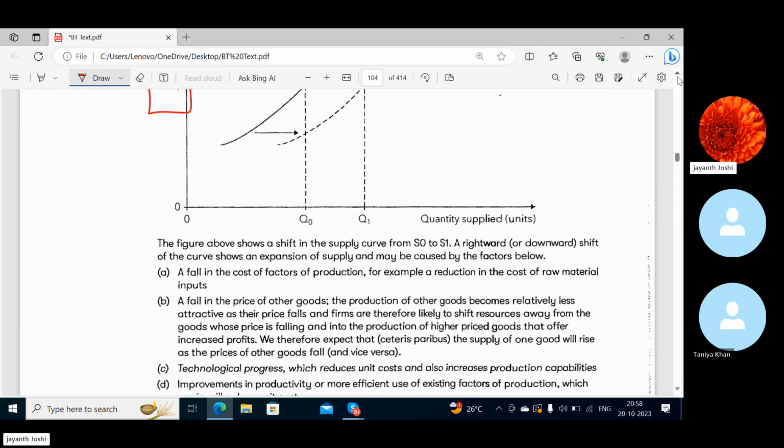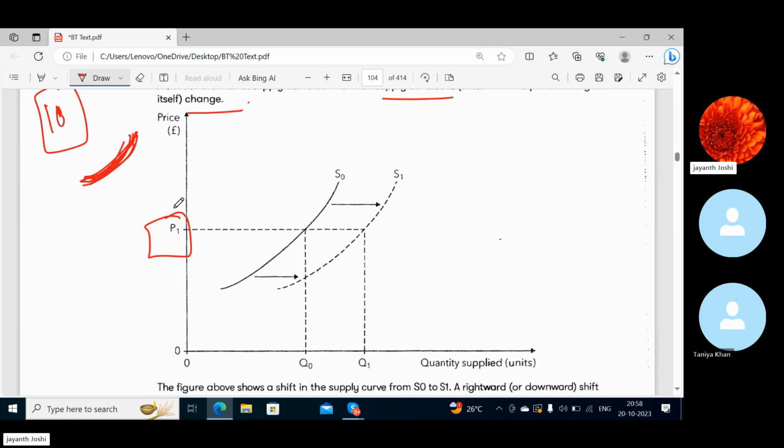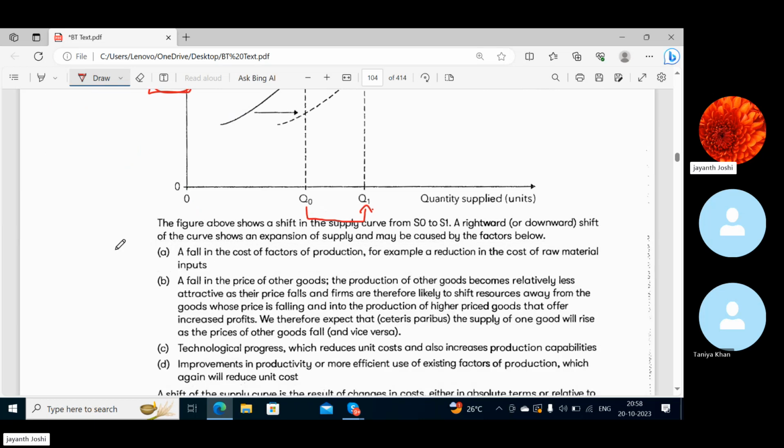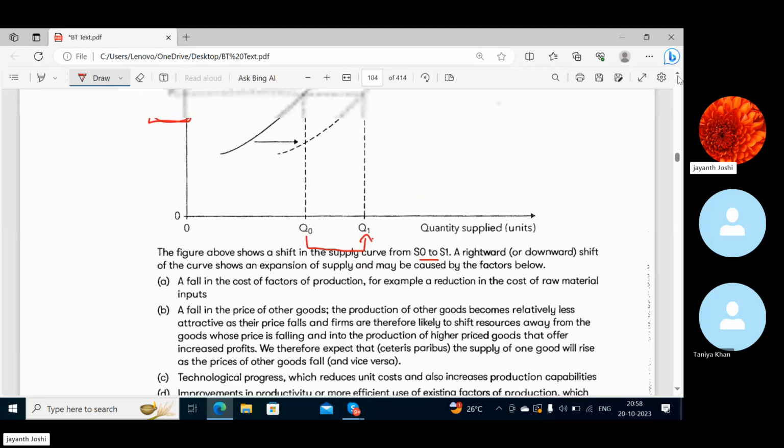So here we can see that the price is the same, but the quantity supplied has increased from one particular quantity to another quantity. So how is that possible? Let's see. The figure above shows a shift in the supply curve from S0 to S1.